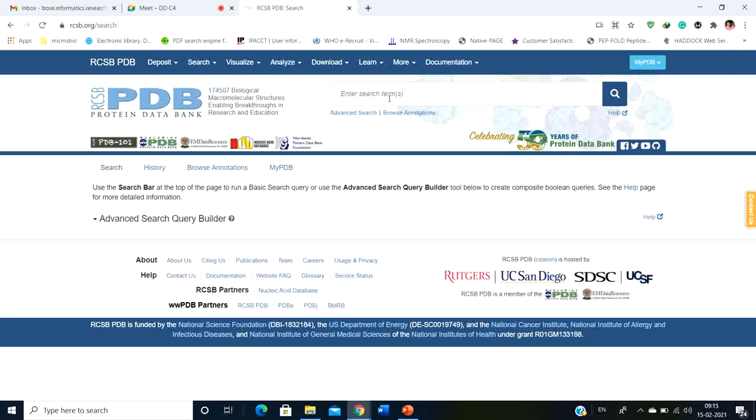That means if you solve a structure of any biological macromolecule, be it a protein, DNA or RNA, you submit that data into this database. This database has all the information about the solved structures of all the proteins whose structure is solved till date.